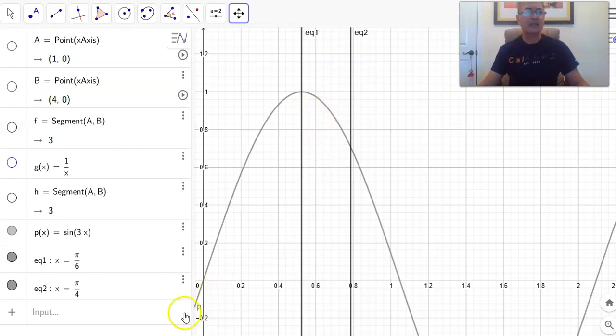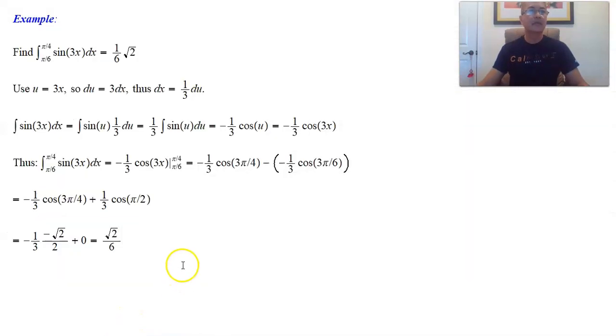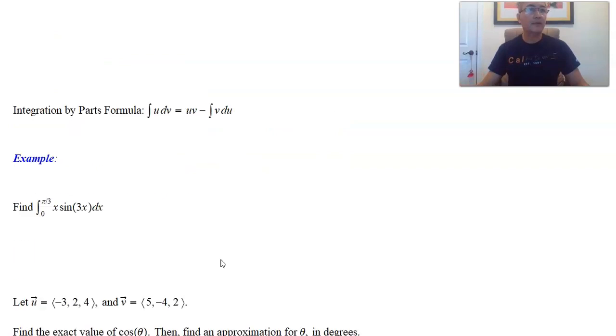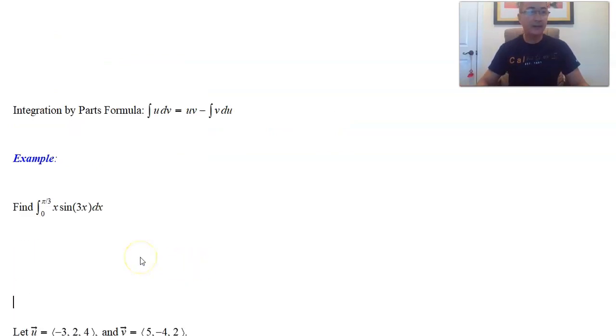Okay, so let's go back and check that our answer is reasonable. So what is it approximately? Oh, 0.23. Yeah, so that is a reasonable answer. All right, so for our final numerical example, we're going to review integration by parts.